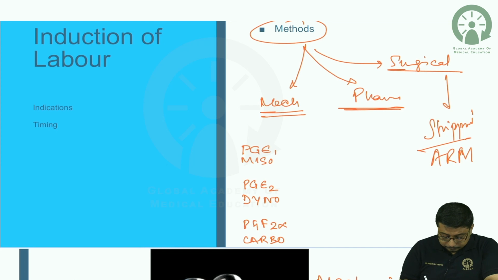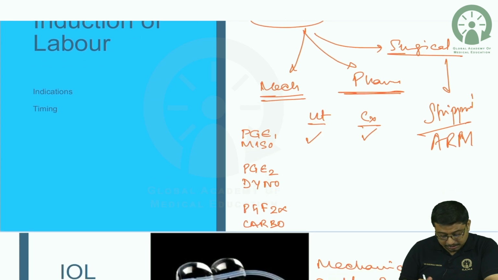Okay. So E1 has effect on both uterus and cervix. So it increases uterine contraction and dilates the cervix. So it can be used as a standalone induction agent. On the other hand, dinoprostone has very little action on the uterus but good action on the cervix. So it can be used as an induction agent or cervical ripening agent.